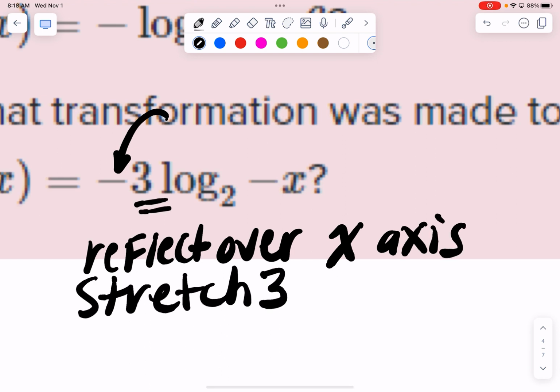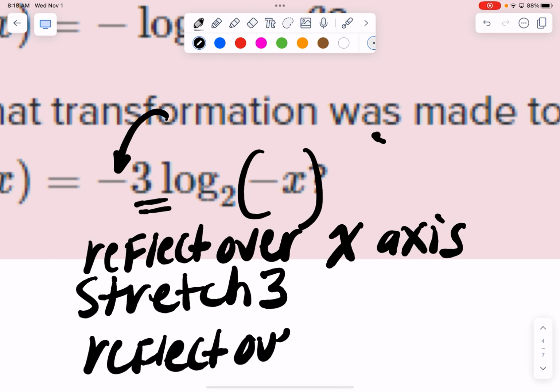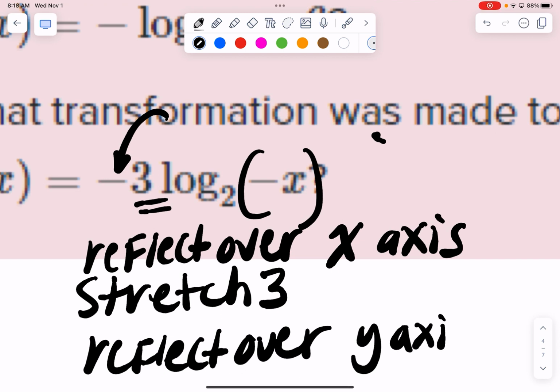Stretch 3. Whoa. They didn't use parentheses, and that threw me for a weird loop. But there's no such thing as just log base 2, so it has to be, they sometimes lazily don't put parentheses on there. You're right, and then that's a reflection over the y-axis. If they don't put parentheses, couldn't we say it's log base 2 of 1? If it really was of 1, there would for sure be parentheses around it.